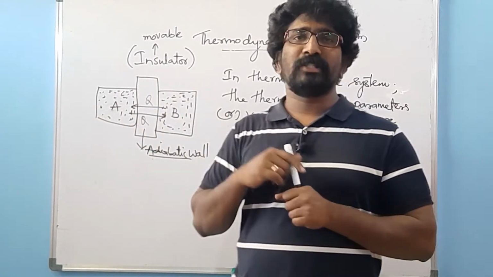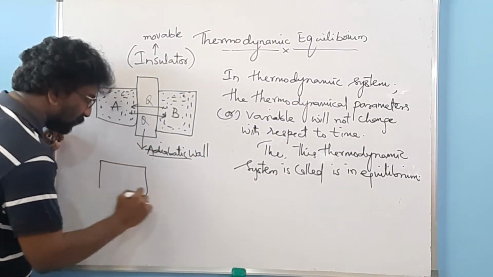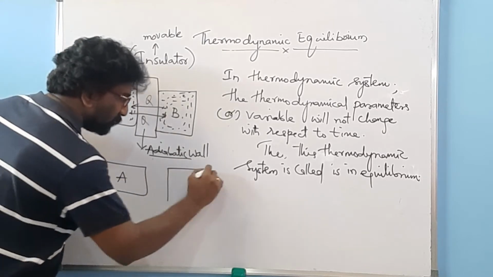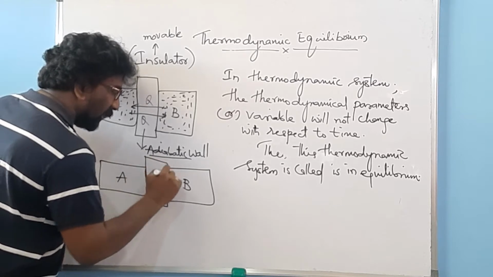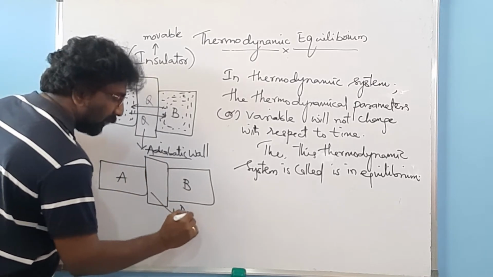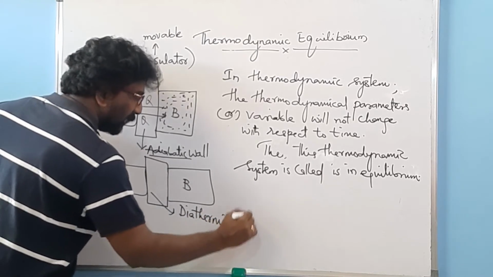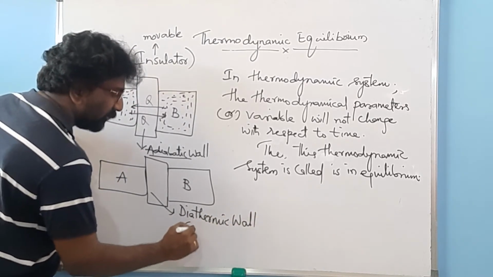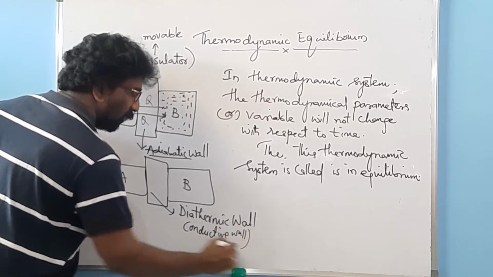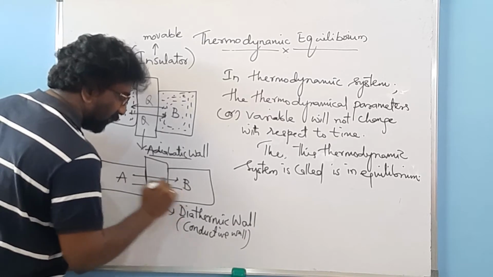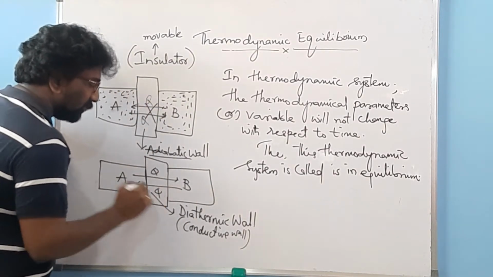Now let me take another consideration where I'll be having the same systems A and B. Here between the two systems, I'll put a diathermic wall. What is this diathermic wall? It is a conductive wall. What does it mean, conductive wall? It will be allowing the transfer of heat. In the earlier case, the heat will not be transferred. But here in this case, the heat will be transferred.